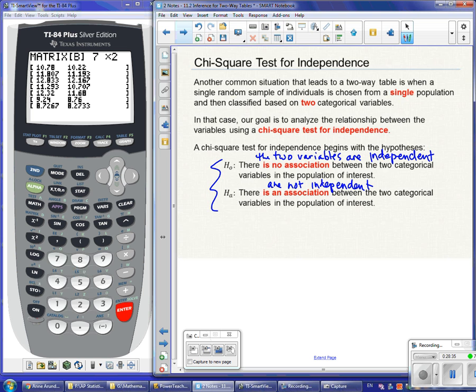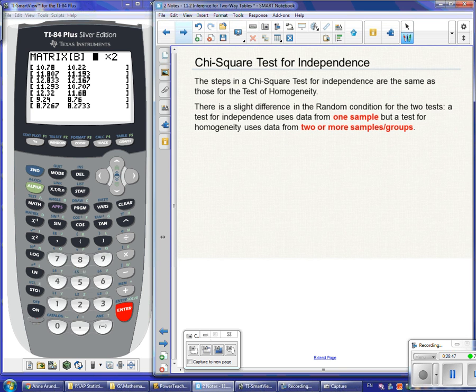The steps for the chi-square test for independence are identical to the test of homogeneity. So we're going to set up the matrices the same way. We're going to perform the test the same way. We just need to make sure when we're drawing our conclusions that, again, we're referring to independence or the association between the variables.